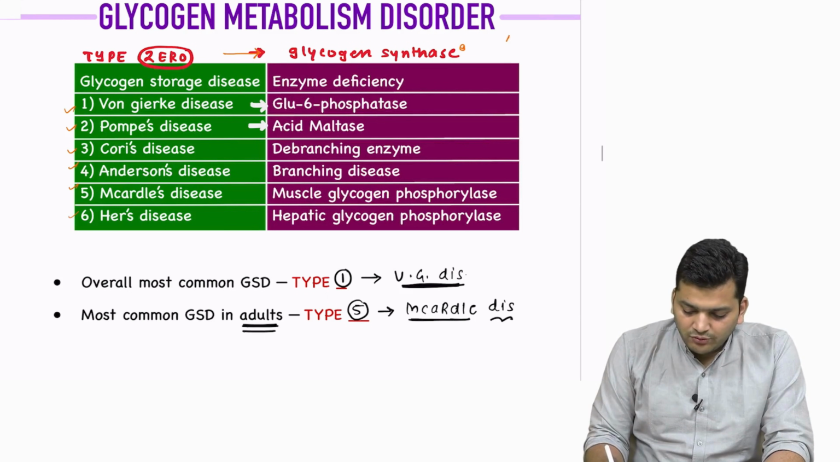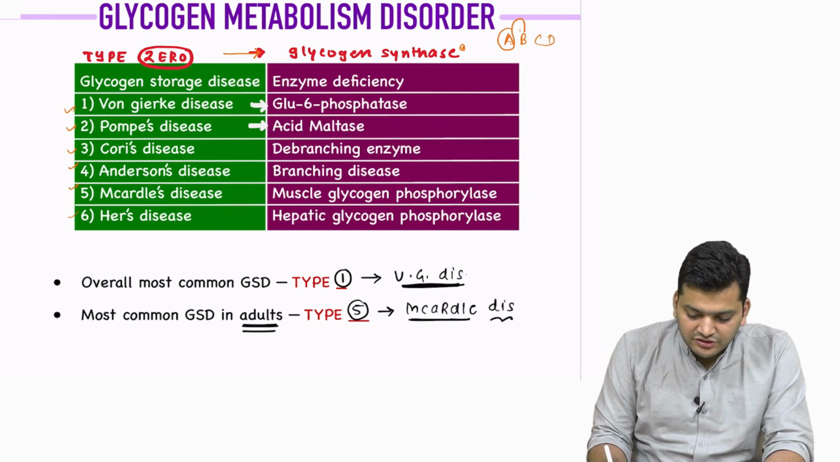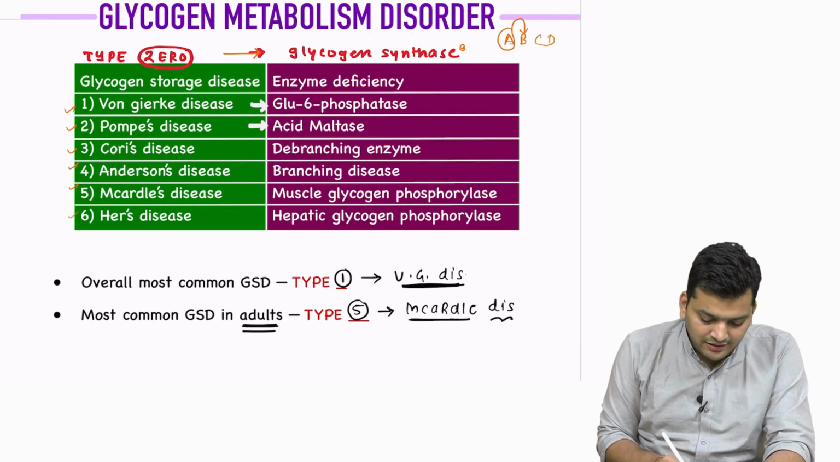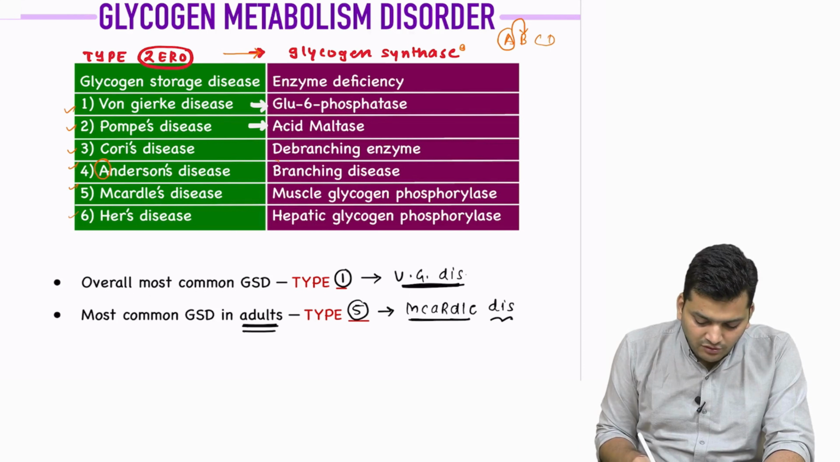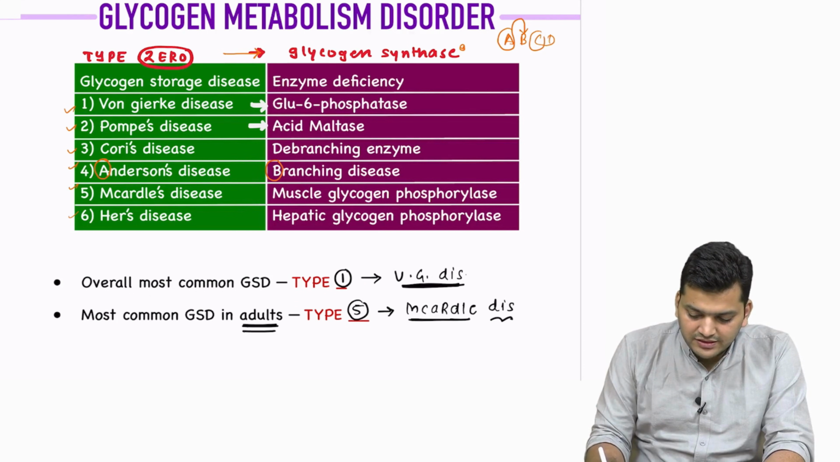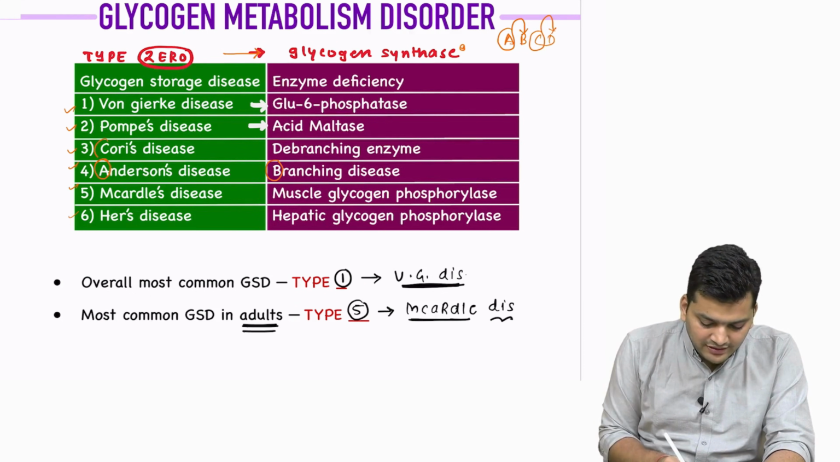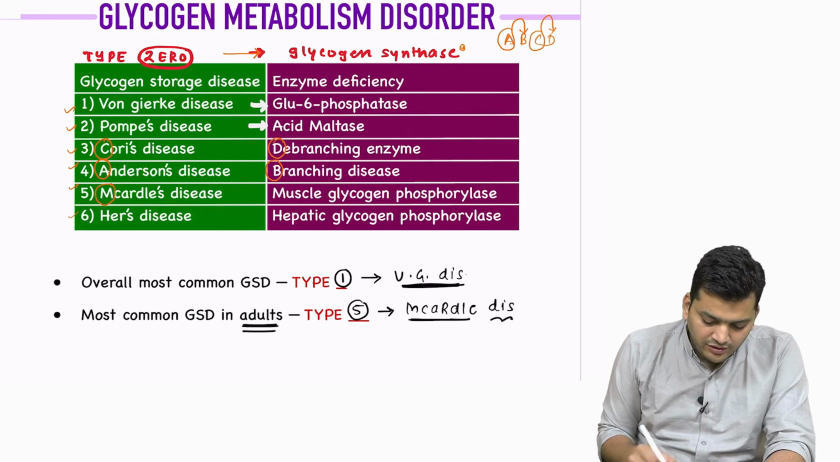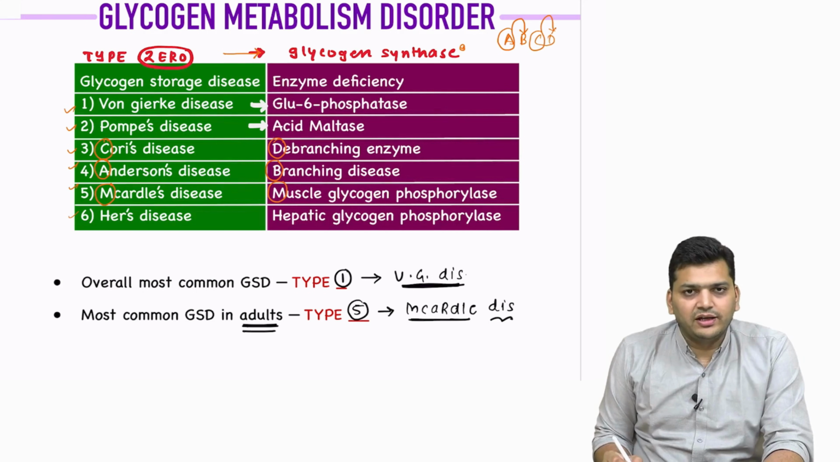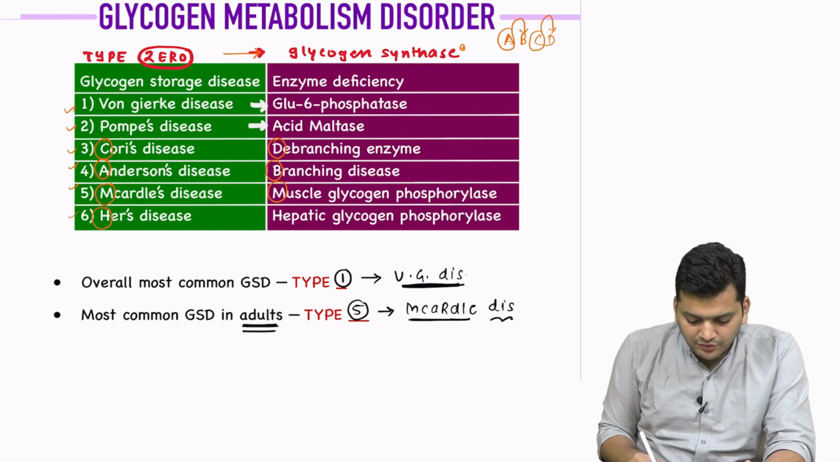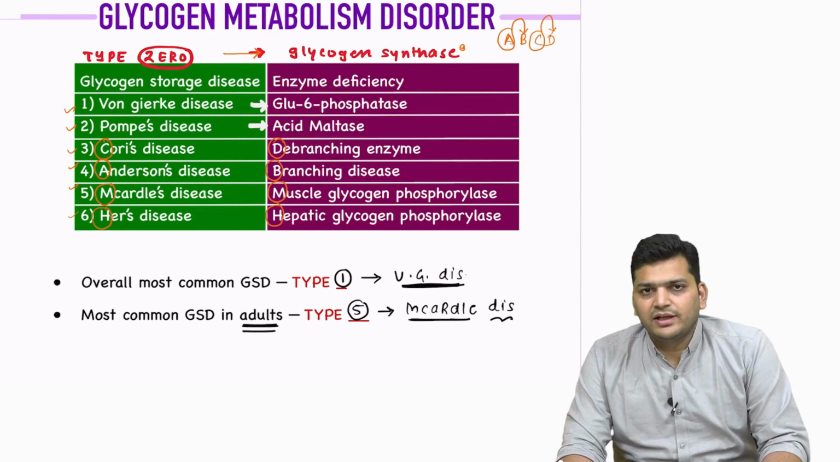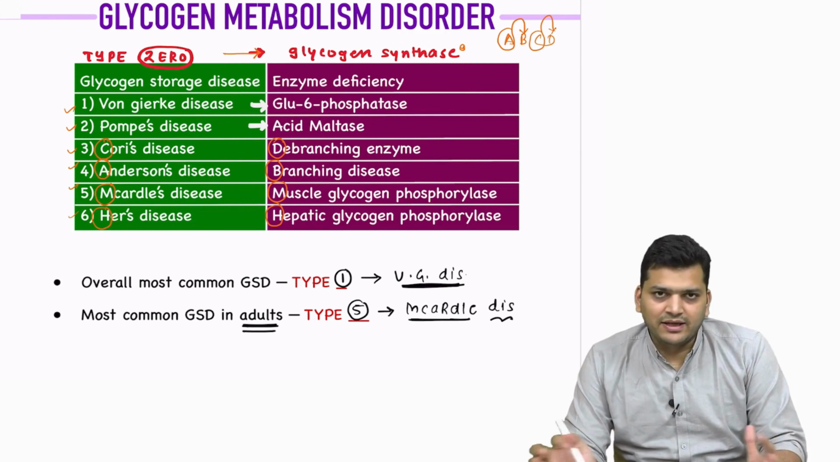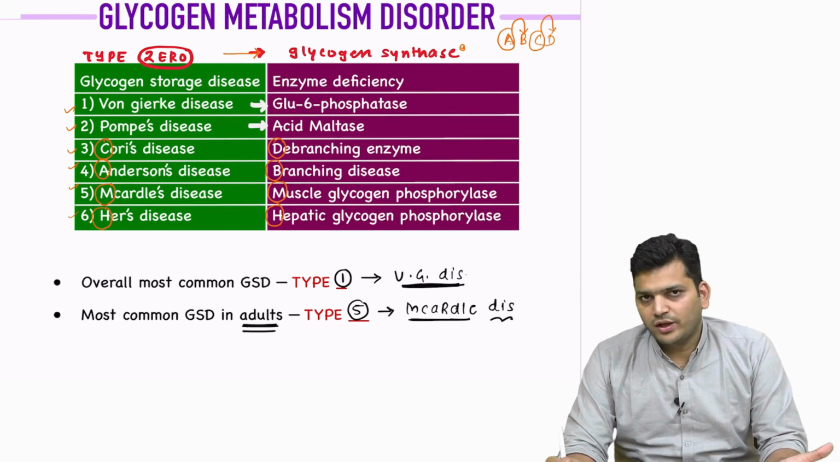The mnemonic that we are going to use is ABCD. If they say Anderson disease, it is due to deficiency of branching enzyme. Cori disease is due to deficiency of debranching enzyme. Cori is due to debranching, ABCD. McArdle is due to deficiency of muscle glycogen phosphorylase. Hers disease is due to deficiency of hepatic glycogen phosphorylase. So we can remember like this: ABCD, M to M, H to H.